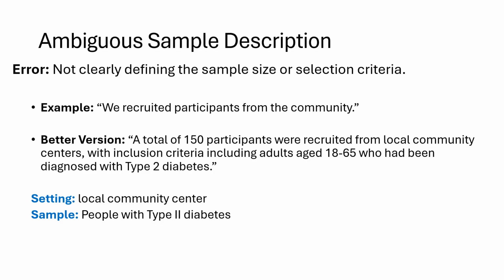So if what you said was we recruited participants from the community, that is extremely vague. The other one there says a total of 150 participants from the local community, and the inclusion criteria included ages 18 to 65 who have been diagnosed with type 2 diabetes. That gives you a much better understanding of the sample. So the setting is the local community center and the sample is the people with type 2 diabetes.